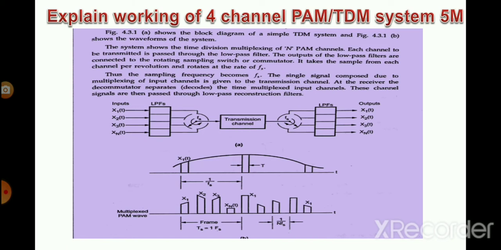At the receiver, the decommutator separates or decodes the time multiplexed input channels. These channel signals are then passed through low pass reconstruction filters. X1(t), X2(t) up to Xn(t) are applied to the low pass filters. The commutator is there on the encoder side. The transmission channel output will be given to the decommutator, which receives the signals X1(t), X2(t). The multiplexed output will be shown.